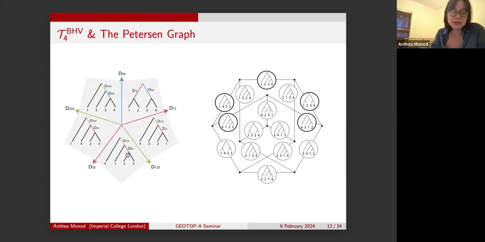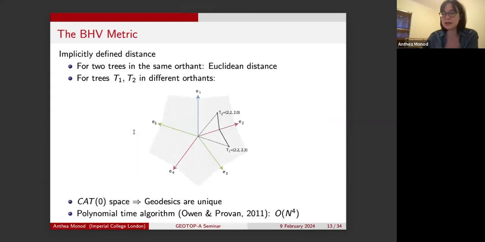Similarly, you can travel over this selection of 5 tree topologies in the same manner by going around. So this is how you can enumerate and characterize a tree space in the BHV setting.